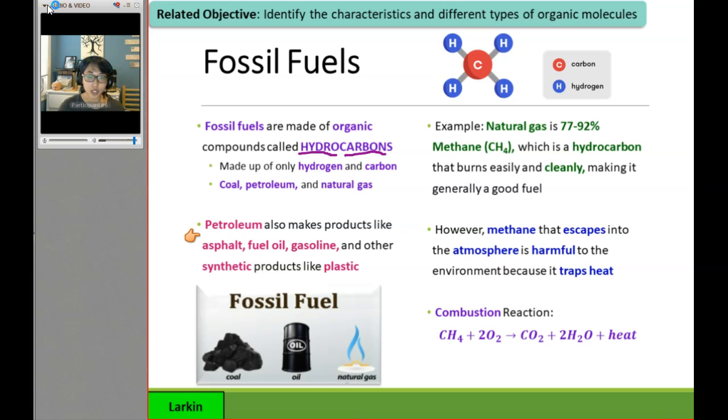So petroleum also makes products like asphalt, fuel oil, gasoline, and other synthetic products like plastic, which we're going to talk about a little bit later, meaning that plastic does originally start out as an organic compound. Now the reason fossil fuels are organic, again, is because they are based on living things. Think about the term fossil.